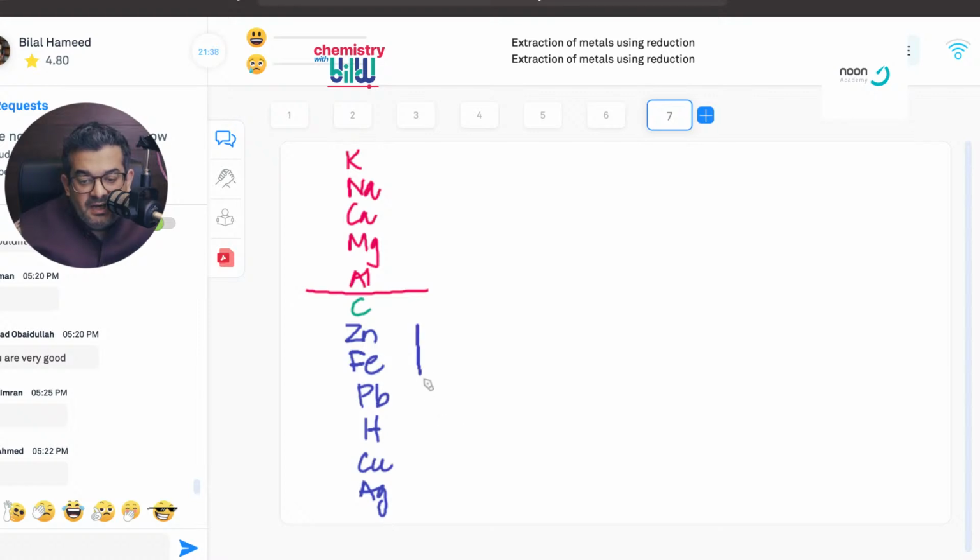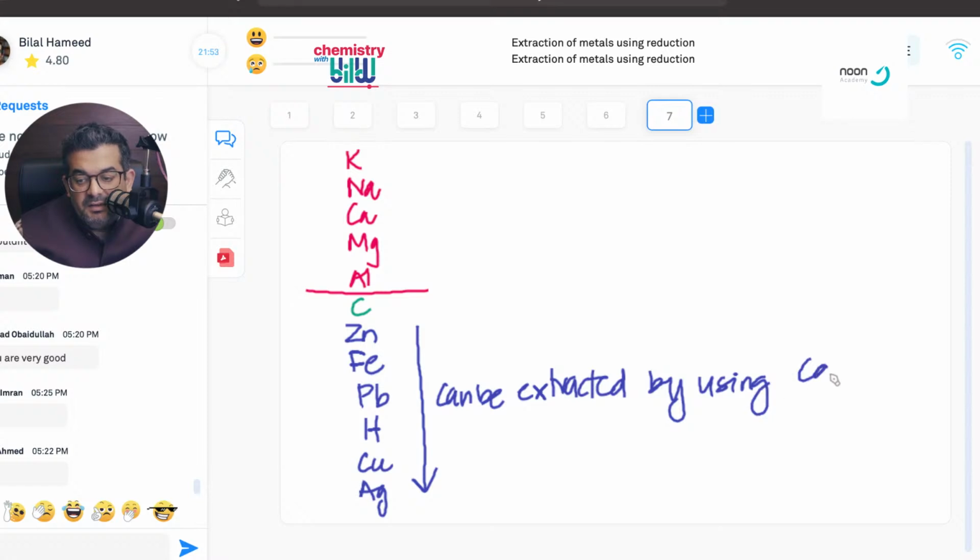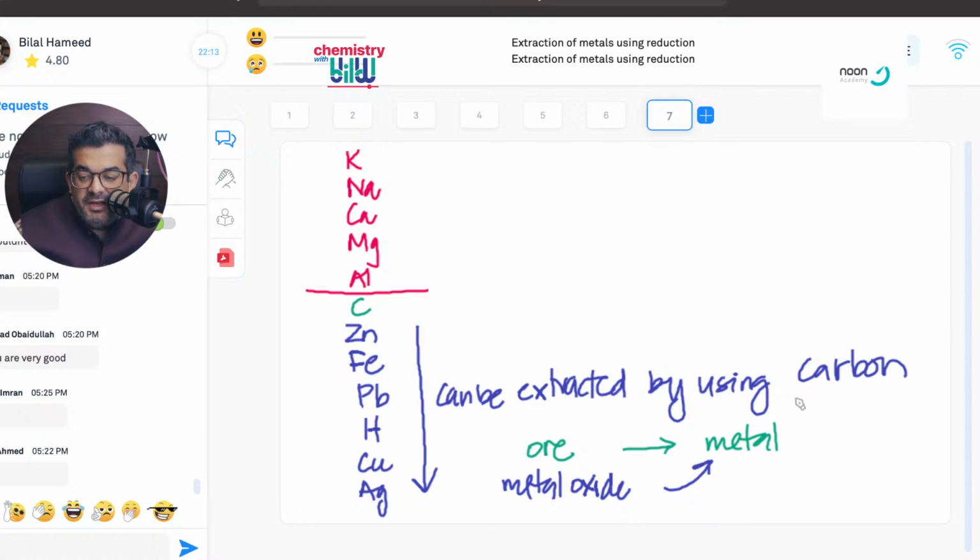So these guys can be extracted by using carbon. Now extraction means converting the ore into metal. What's an ore? Ore is most likely an oxide. Okay, so basically metal oxide to metal, we can use carbon, but only for these guys, not for guys that are more reactive than carbon.